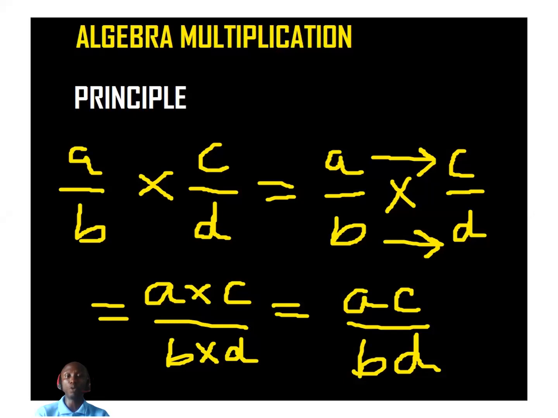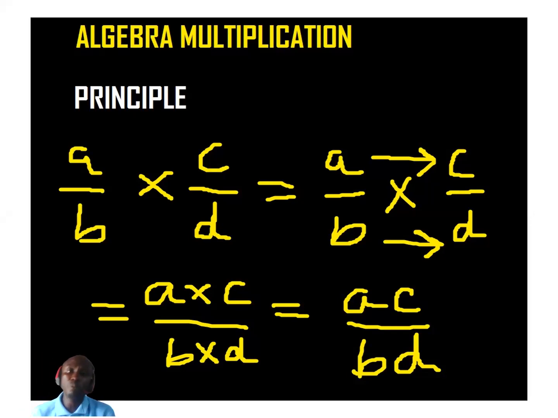multiplication. Sorry, not algebra. That's an error. It's not algebra, it's fraction multiplication. So A over B times C over D. Now, the principle you're supposed to apply is multiply all the numerators and also multiply all the denominators.